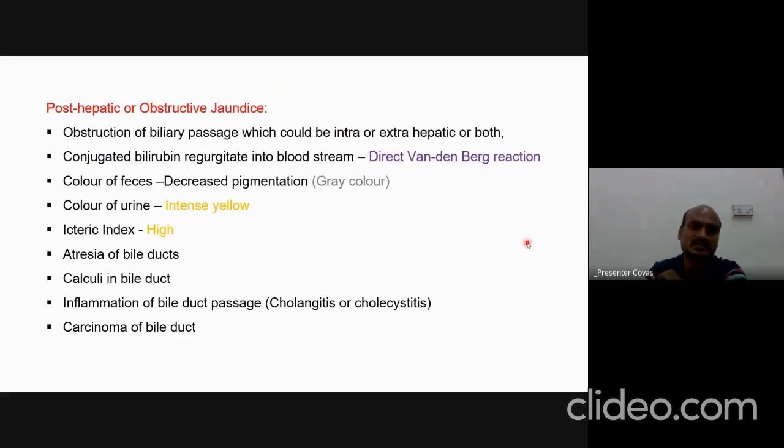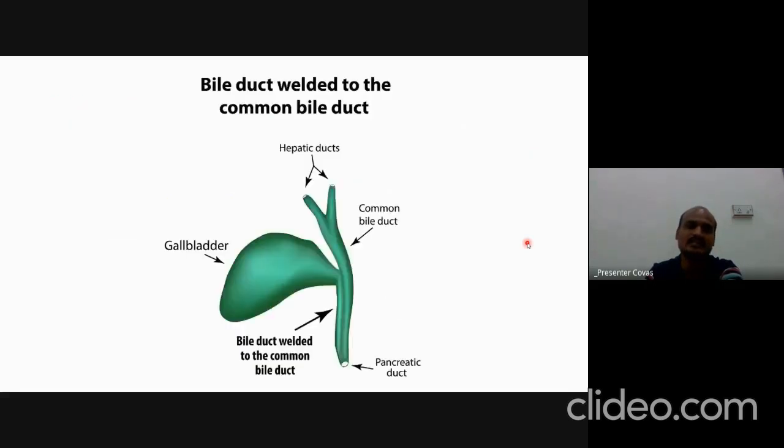Post-hepatic obstructive jaundice, biliary passage which could be intra or extrahepatic or both. Conjugated bilirubin regurgitates into the bloodstream. So by the direct Van den Bergh test, color of feces will be gray, urine will be intense yellow, icteric index will be high. In case of atresia of the bile duct, canaliculi, inflammation of the bile duct passage, cholangitis, cholecystitis, carcinoma of the bile duct, this condition. So if something is having a problem in this one, if some obstruction is there here, the conjugated bilirubin increases, right?